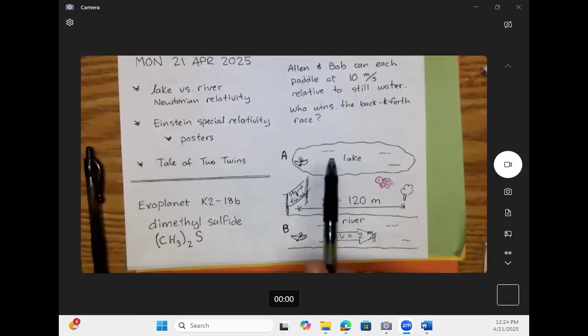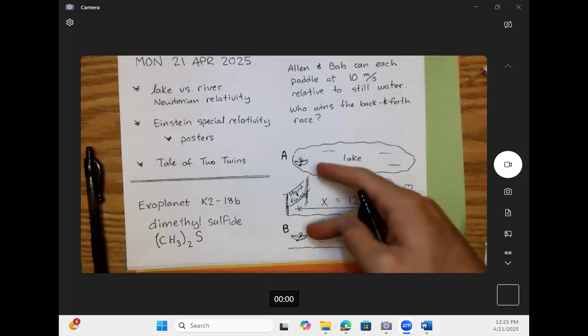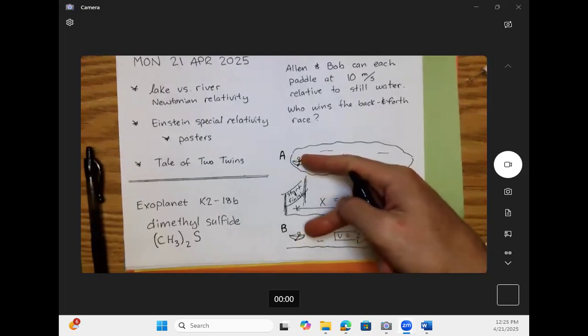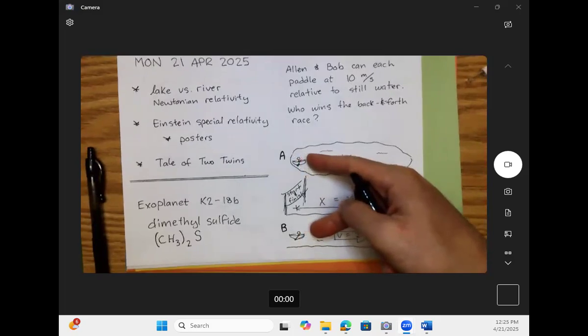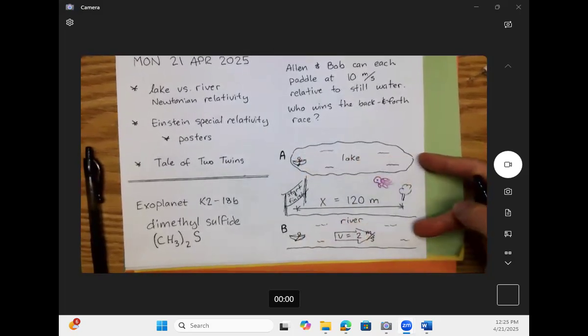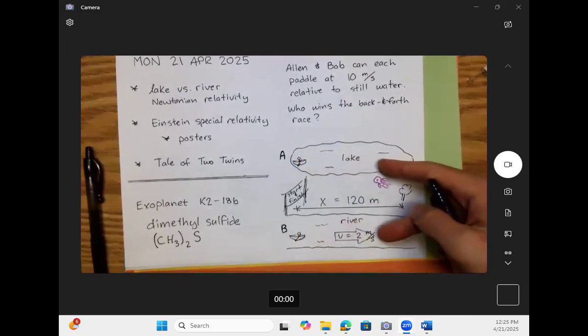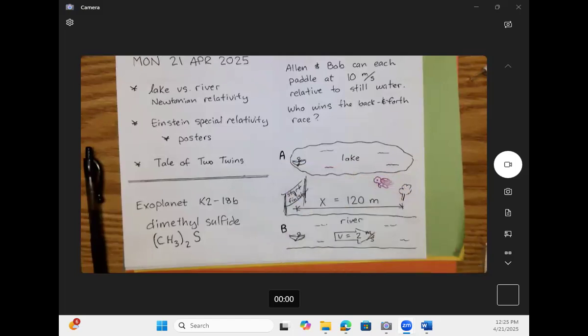Then finally, one part of the day, Bob says, "Hey, look, there's a river right over there. It has a river current going downstream at 2 meters per second. Ooh, let's rerun this race." Except Bob's now going to be in the river. So they both start at the start-finish line, but now Alan's in the lake, Bob's in the river. They're each going to go to this tree at the far end and then turn around and paddle back towards that start-finish line.